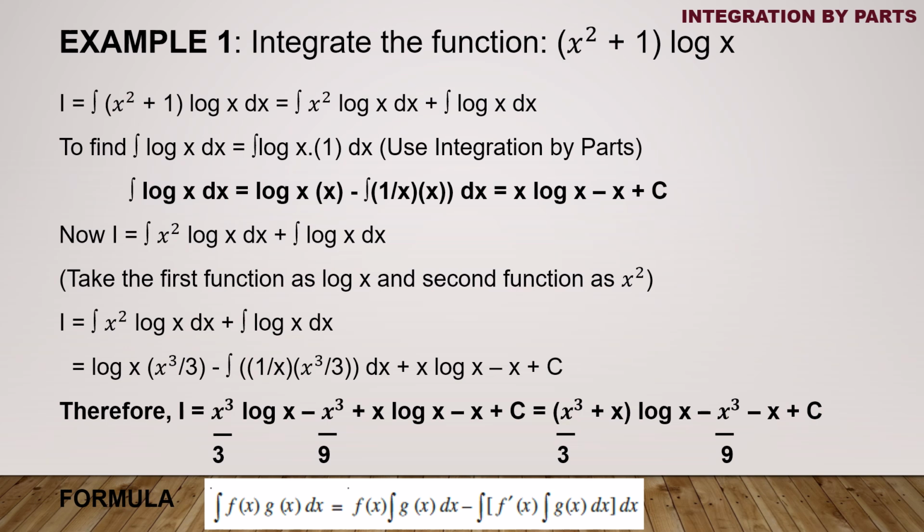The second term over here is 1 upon x into x cubed by 3. So the x in the denominator gets cancelled, it will become x square by 3 into its integral. So it will be x cube by 9. So the final answer is I is equal to x cube by 3 log x minus x cube by 9 plus x log x minus x plus c.